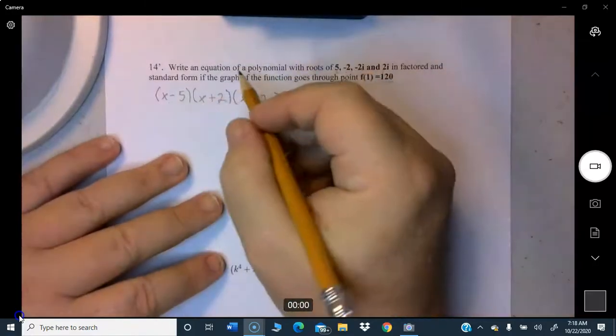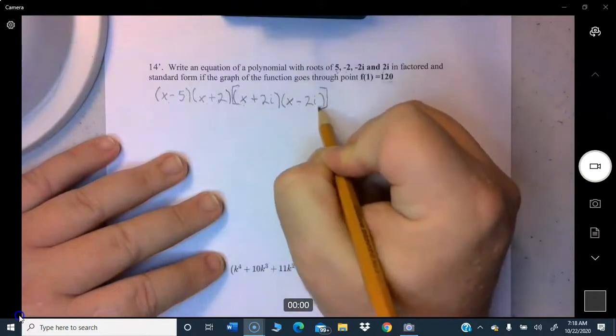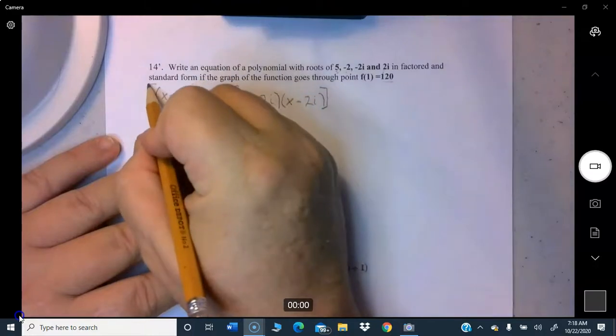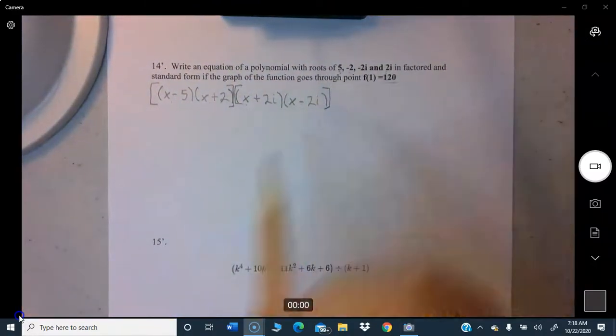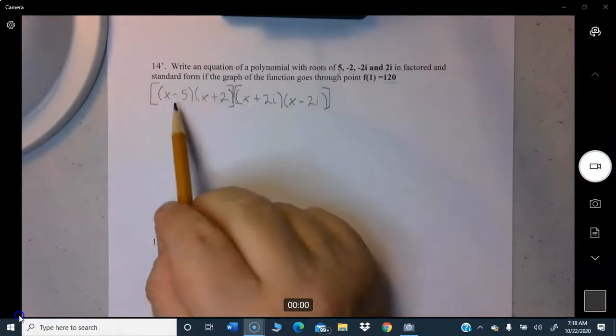So the easiest way, I think, to expand it is put square brackets around this. And the square brackets are just like parentheses. They just look different so that you don't get them confused. Otherwise, you have too many sets of parentheses there. I don't like double parentheses. It's confusing looking. Okay, so we're going to go ahead and expand this.